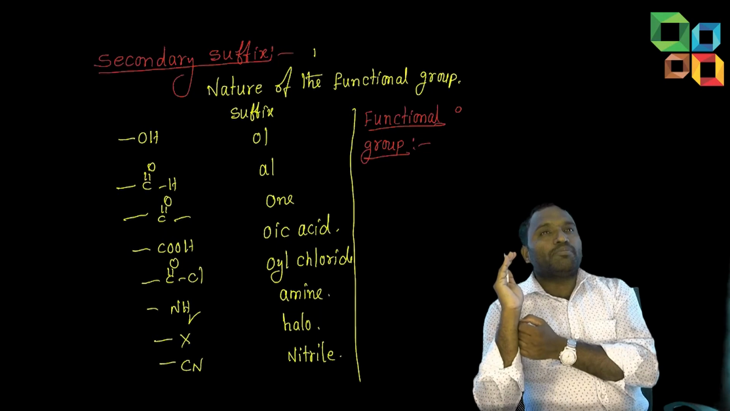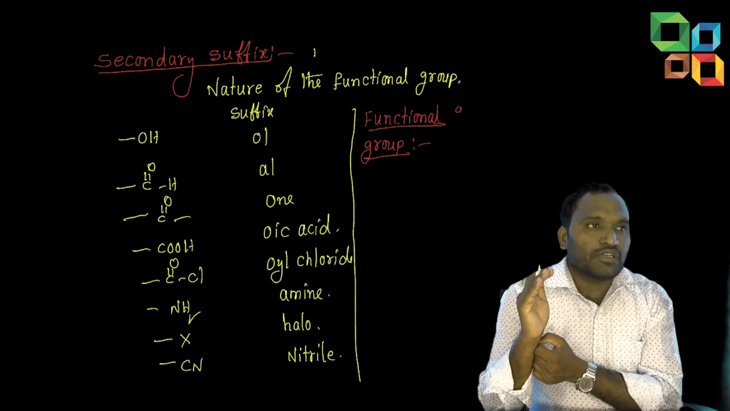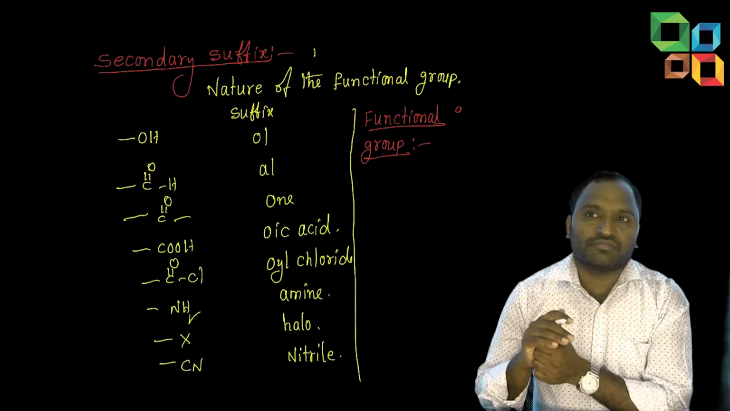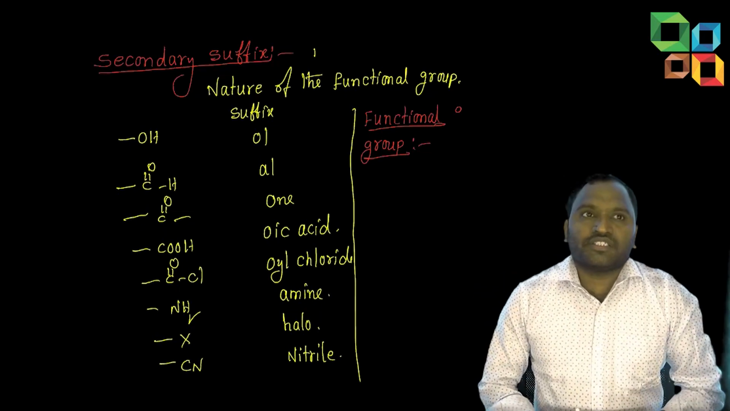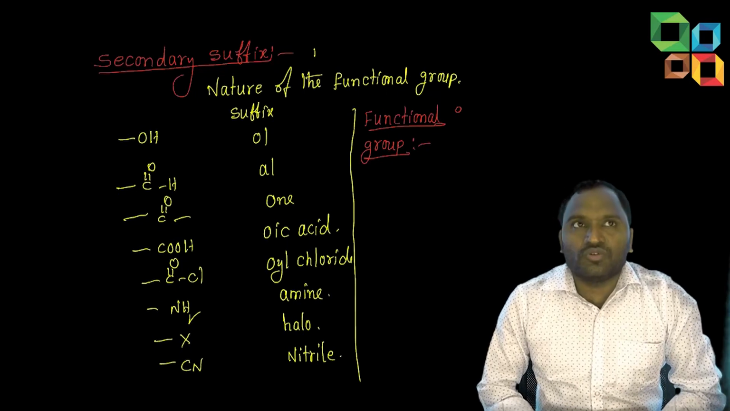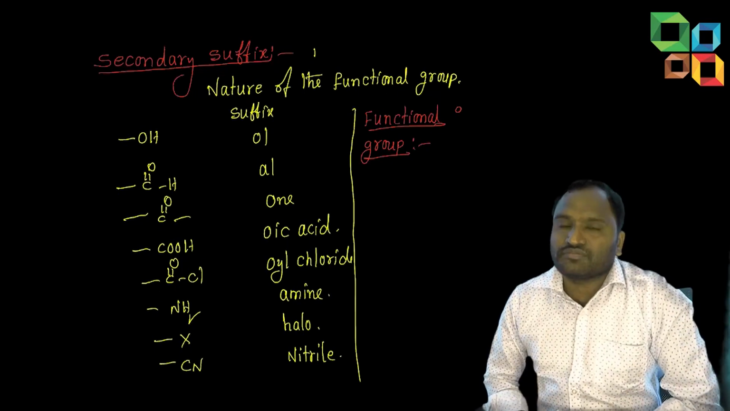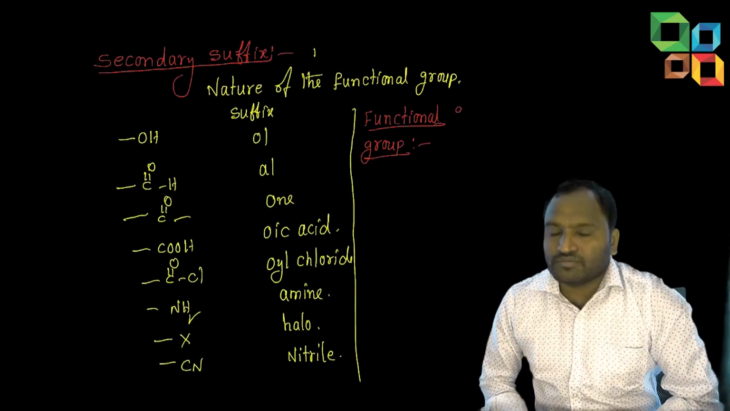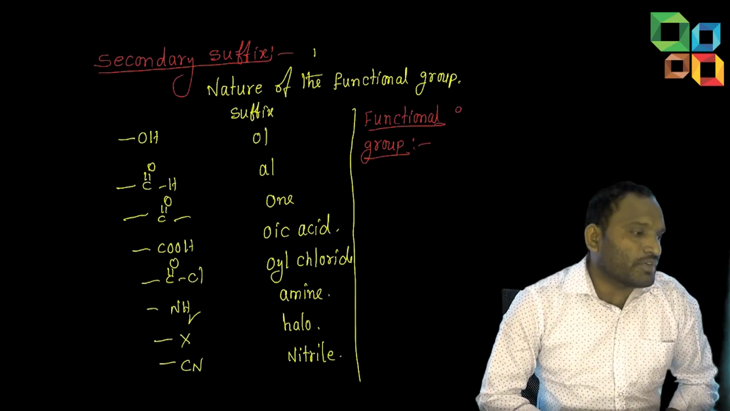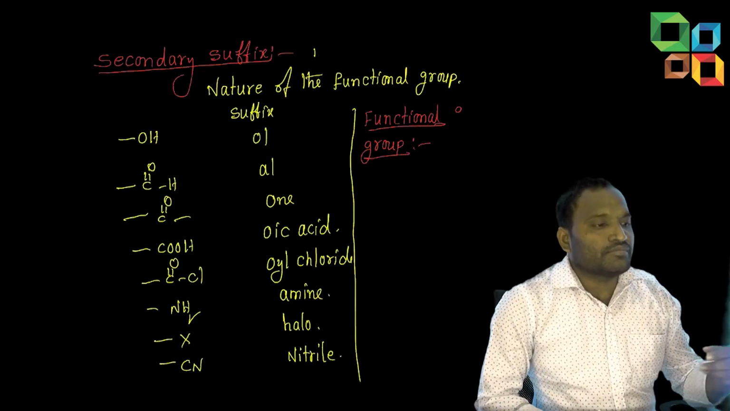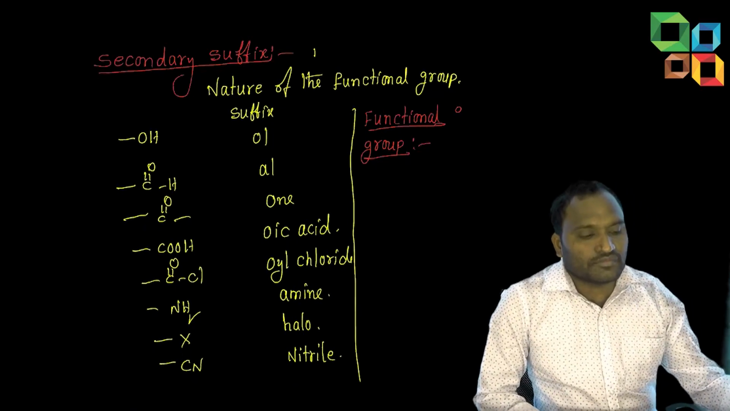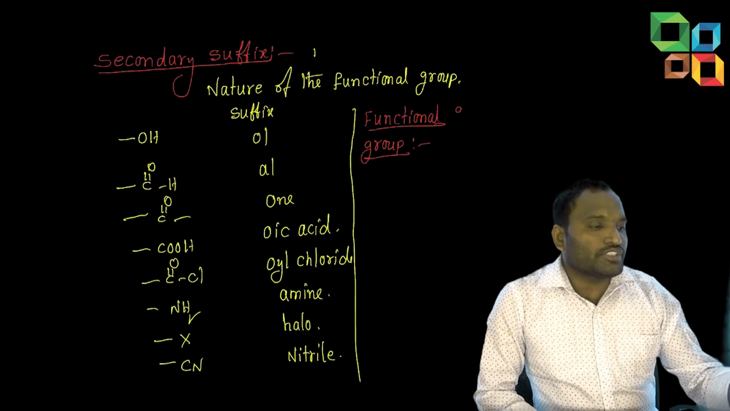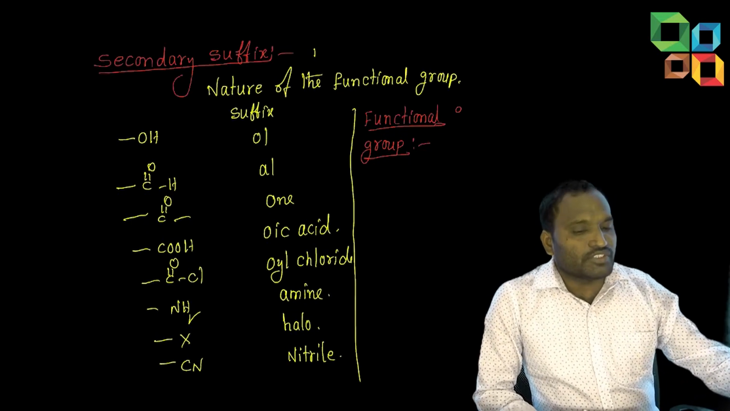Right now, the group which gives characteristic properties to the hydrocarbon chain. Group which gives characteristic properties to the hydrocarbon or alkyl chain also you can write.